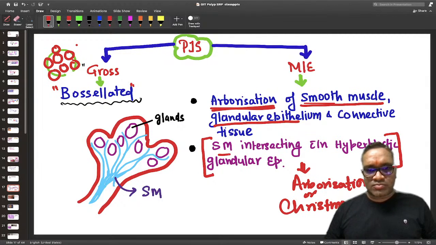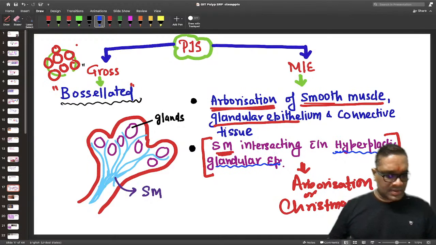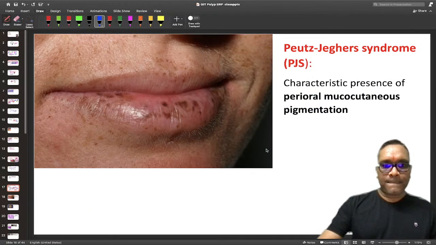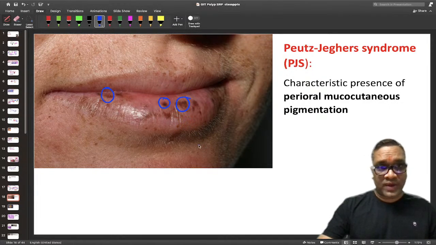So always remember, smooth muscles are intersecting. Where are they intersecting? Within the hyperplastic glands, right? So within the hyperplastic glandular epithelium. Now this is the picture which I have shown you in the question also. These are hyperpigmented macules in the perioral area, suggestive of Peutz-Jeghers if you find abdominal pain.